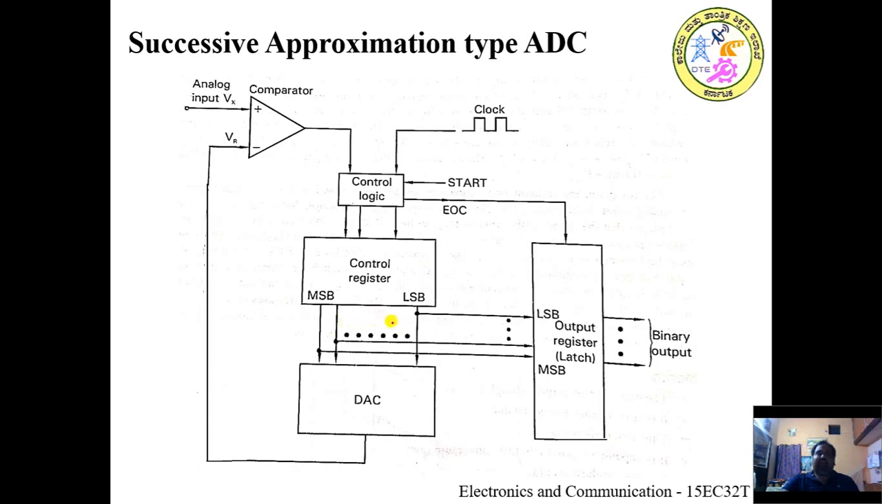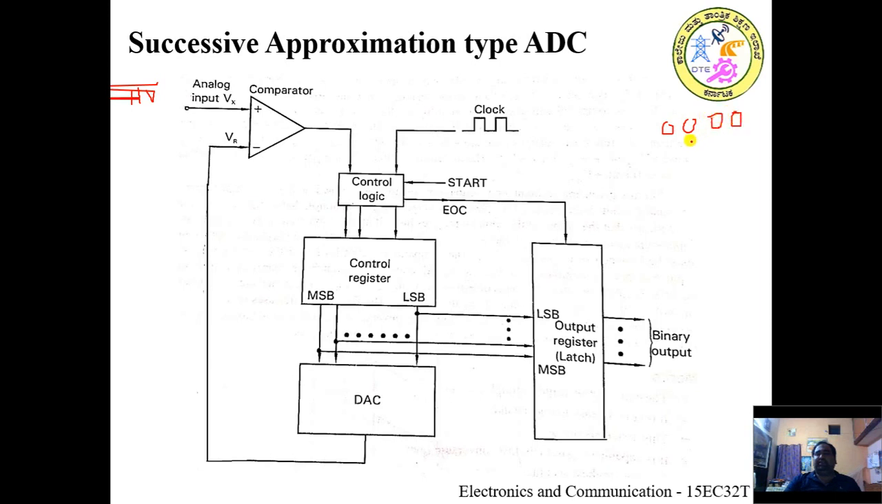Let us assume that it is a 4-bit successive approximation type of ADC. Let's say the analog input voltage which is to be converted is 11 volt. Initially it sets all the 4 bits to 0s.